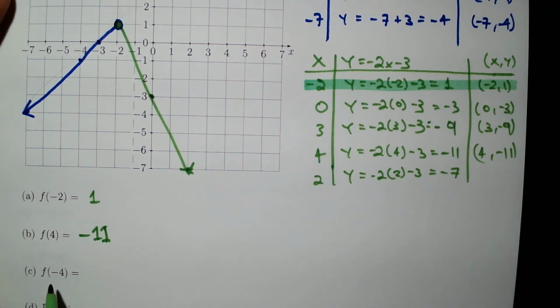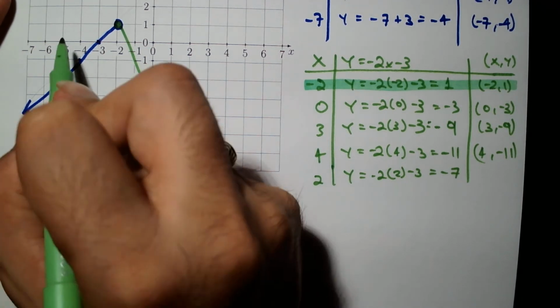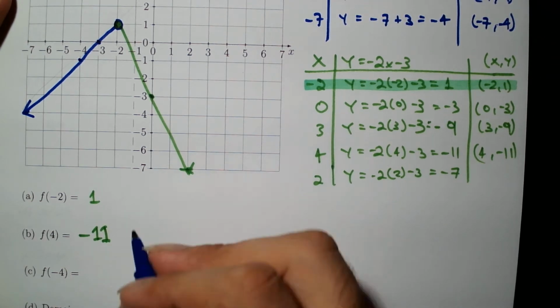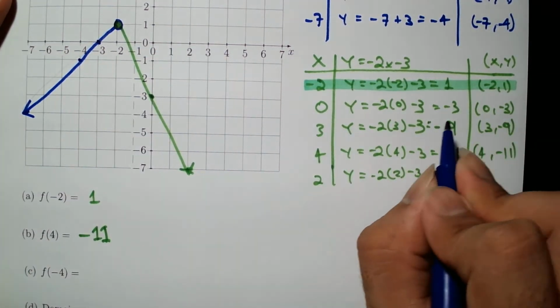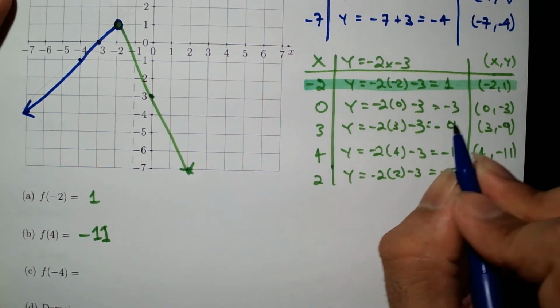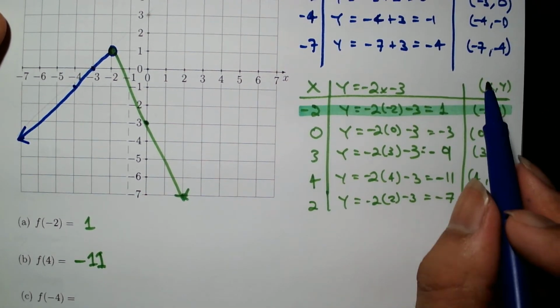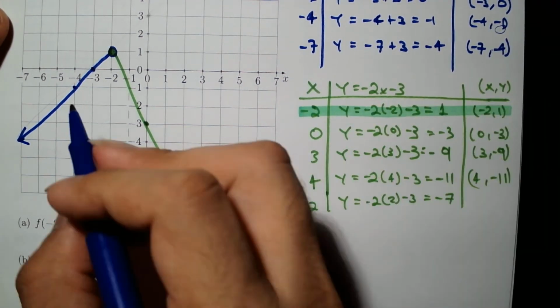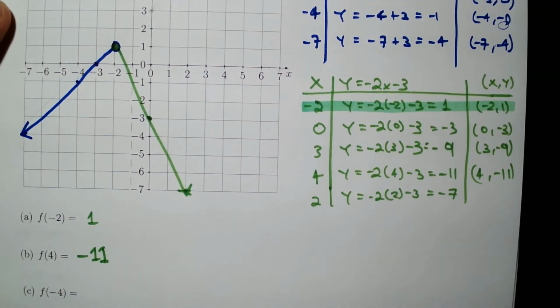Now, what about f of negative 4? In this case, it corresponds to the blue part of the graph. I'm going to use blue this time. And the y value, or f of negative 4 in this case, is negative 1. It's right there as an ordered pair from the calculation, or you can see it from the graph.